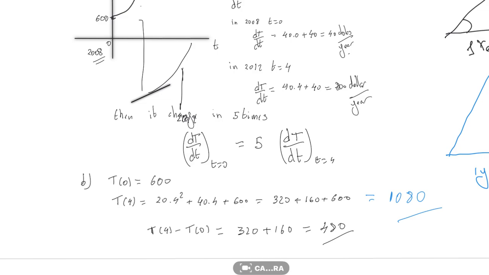And what will be T(4) minus T(0)? T(4) minus T(0) will be 1080 minus 600. This is the increase in the amount of property tax that they are charging you.